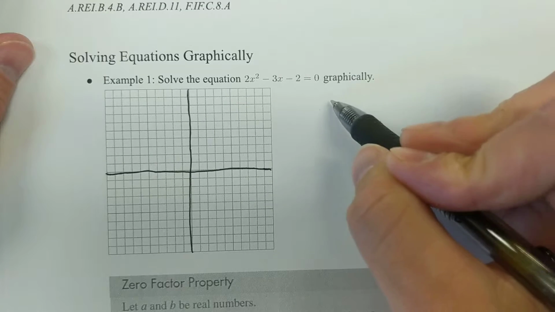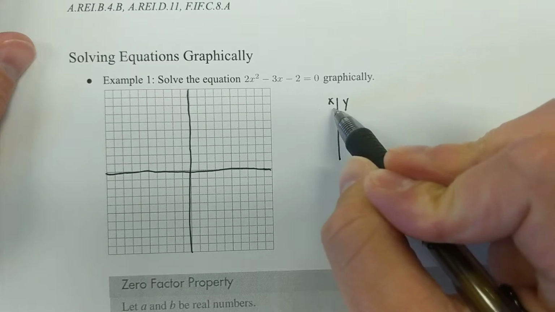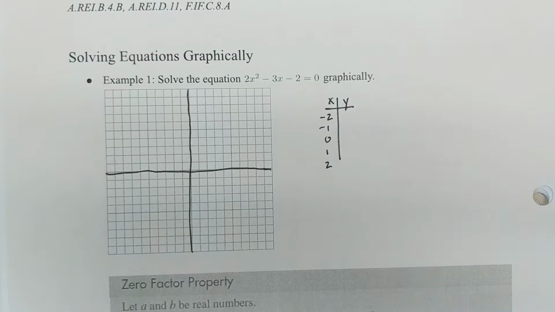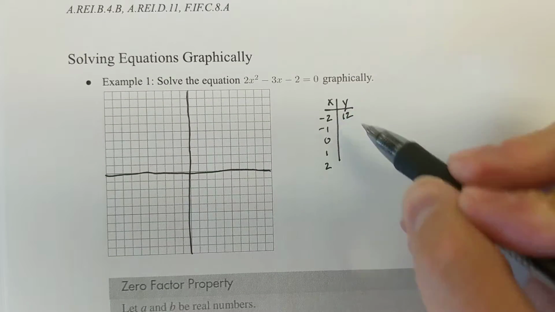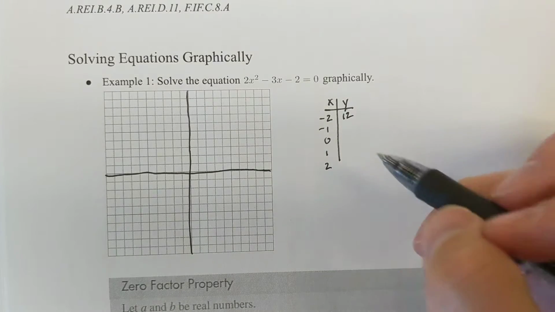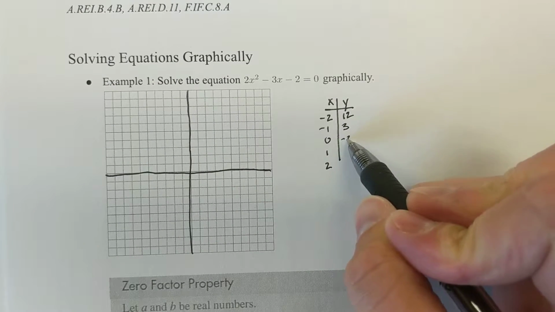To do this graphically, I'm going to need a t-table. So we'll do -2, -1, 0, 1, 2, and we'll see if that gets us enough values to actually answer the equation. So if x is -2, I'm going to plug -2 in for all of my x's. So that becomes 2 times -2 squared minus 3 times -2 minus 2. So that gives me, oh, that's a really large number. That's 12. I'm going to go back through and plug -1 in, sorry. 2 times -1 squared minus 3 times -1 minus 2. So that is 3. If I plug 0 in, that's -2.